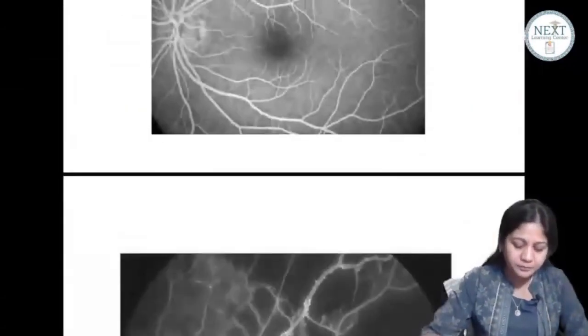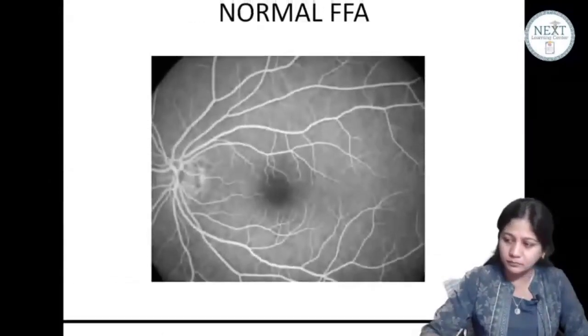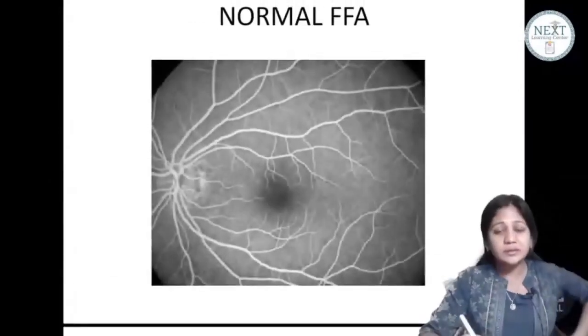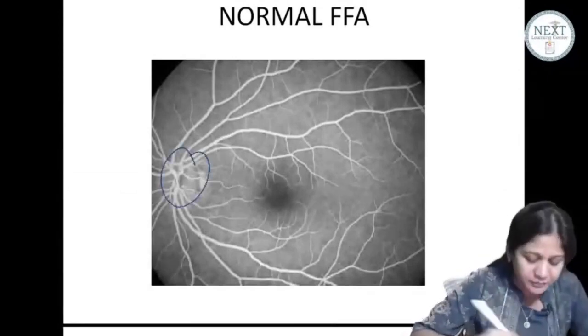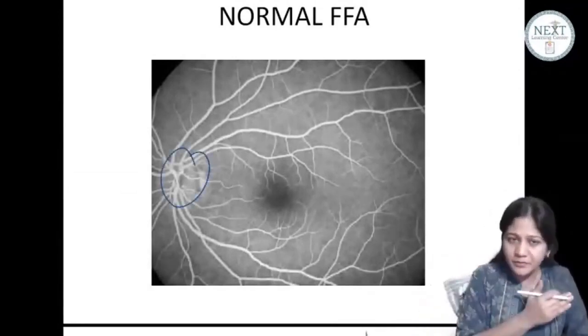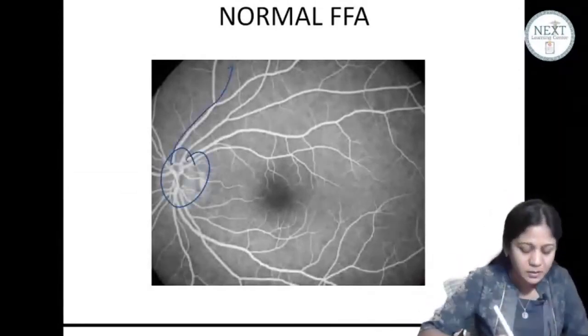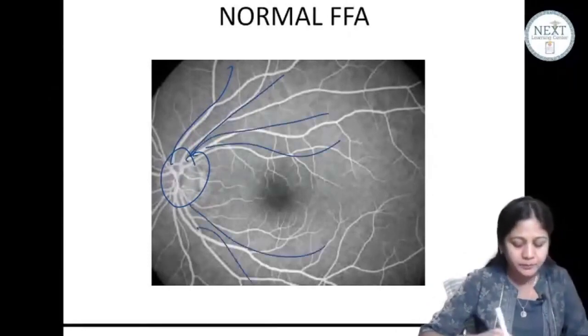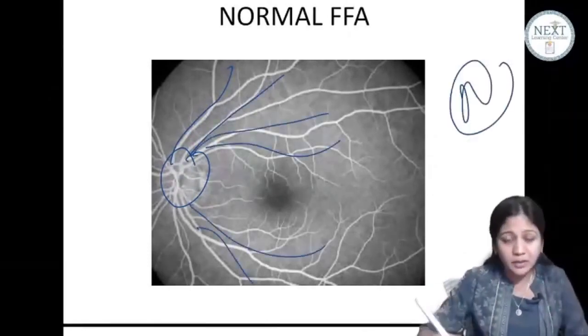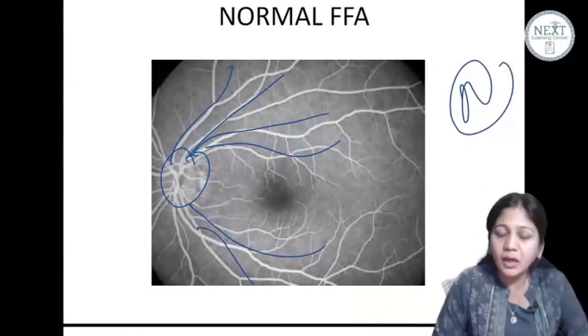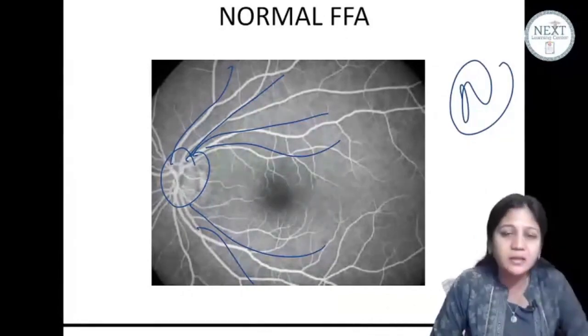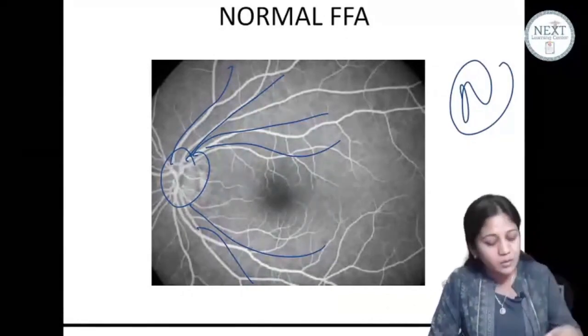Have a look here. So this is the normal FFA picture of the left eye. Please see. This is the left sided optic disc and this is the normal flow of dye. This is normal. Wherever the dye is going, it has become white in color. This is normal. Now let us see what is abnormal.